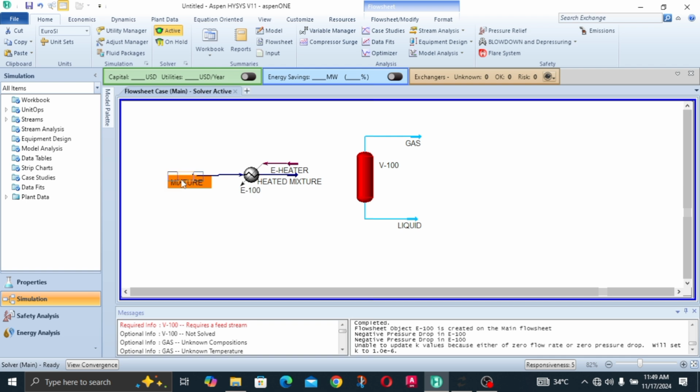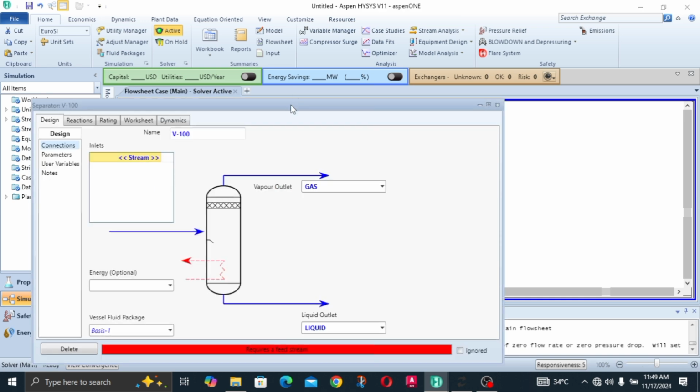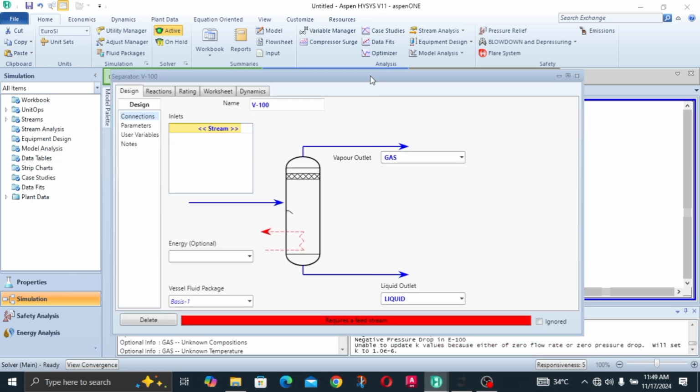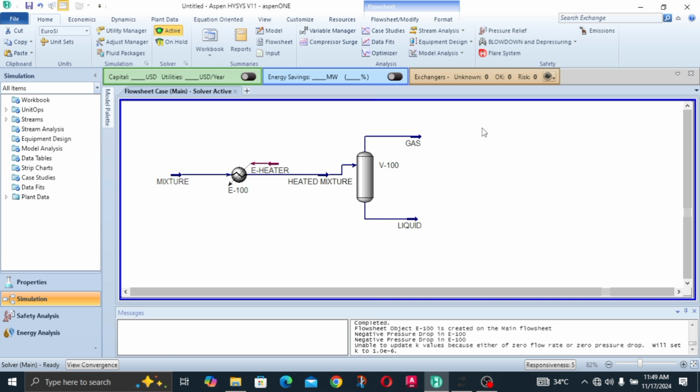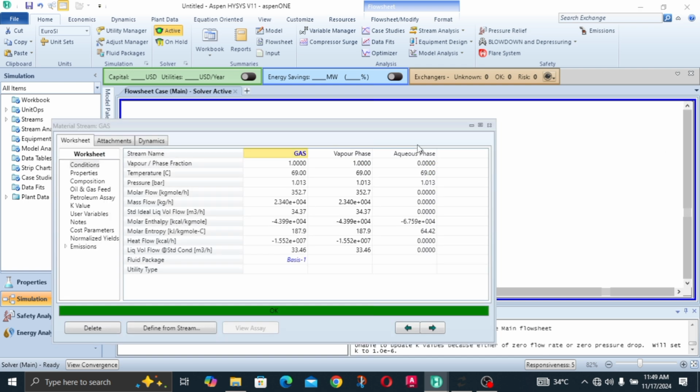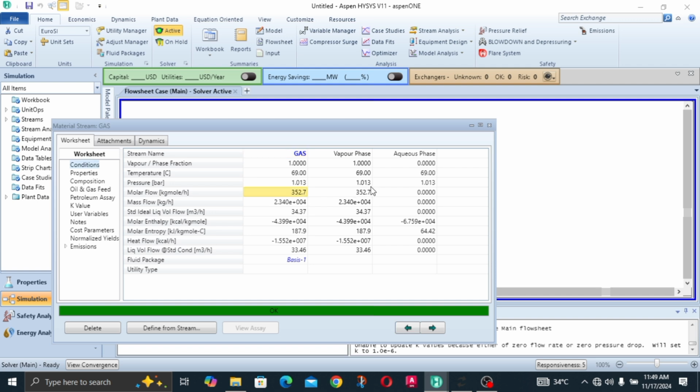And with that, we have more gases, and our horizontal separator will be the right separator to use for the process. So we could just connect this heated mixture to our separator to carry out separation. Like this, we have successfully operated the separator, and we can now check our gas outlet to see what we do have. And we currently have a flow rate.